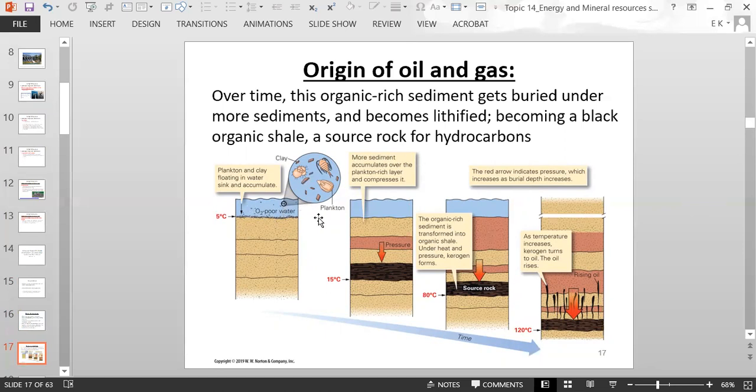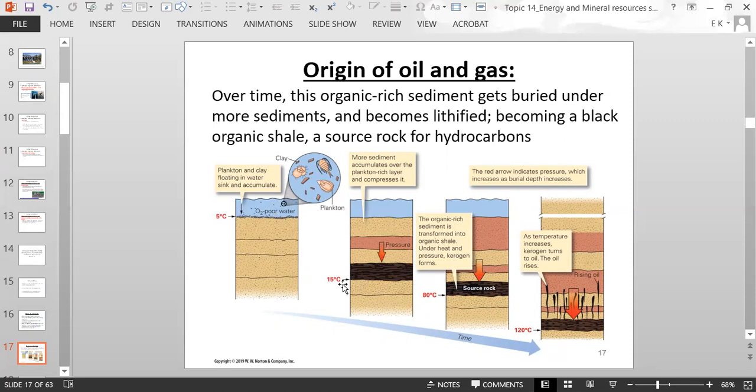Okay, and the fact that it's not rich in oxygen and it has very little oxygen allows for the burial of organic material in abundance. Otherwise, it would be broken down by bacteria, for example. Okay, so here you have the plankton die and fall to the bottom. And then you get more sediment deposited on top. And then here is that layer getting compressed.